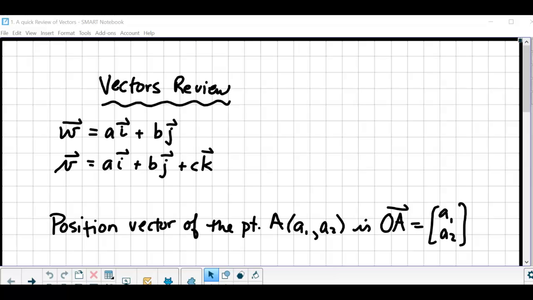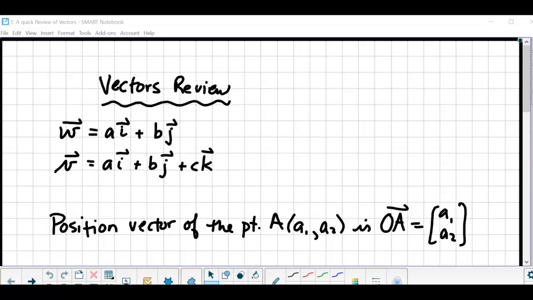Okay, so we're starting the vectors unit, and first we want to review a little bit from Math 20. So that was a while ago. We talked about mostly two-dimensional vectors back in Math 20, but a little bit about three-dimensional. So here are two vectors.